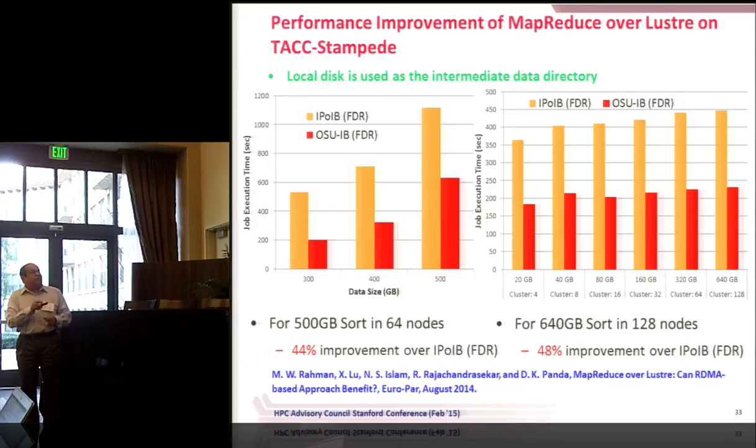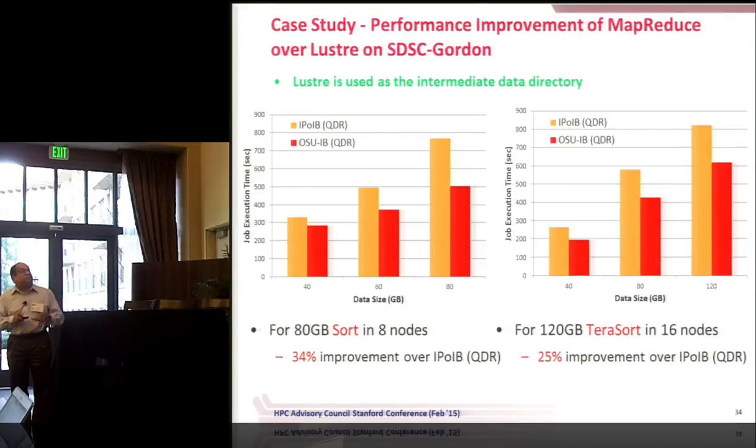So if you see 0.5 terabytes of sort in 64 nodes, we can give you a 44% improvement compared to the standard sockets-based design, that's the vanilla one. With the RDMA-based design, you should be able to get a lot of benefits here. And a similar thing happens for 640 gigabytes of sort in 128 nodes, where you get around 48%.